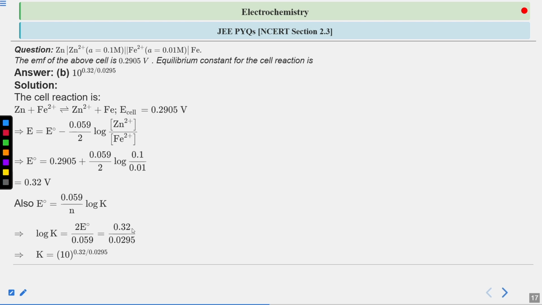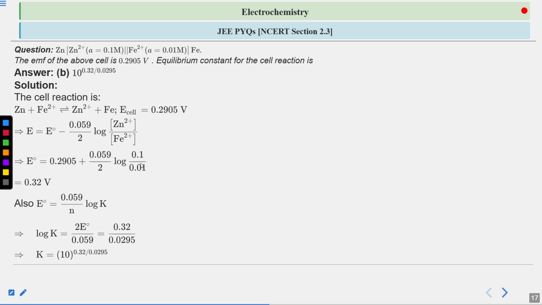Why didn't we multiply 2 by the E naught value, which is 0.32? Because in the options, the power of 10 is given in terms of 0.32 in the numerator. That's why we have to keep 0.32 in the numerator. So we divide the given quantity in the denominator by 2, and the rest, E naught, will be in the numerator, that is 0.32. So log K is this fraction, and K will be 10 to the power of this fraction, 0.32 upon 0.0295. Hence, the correct answer is option B.